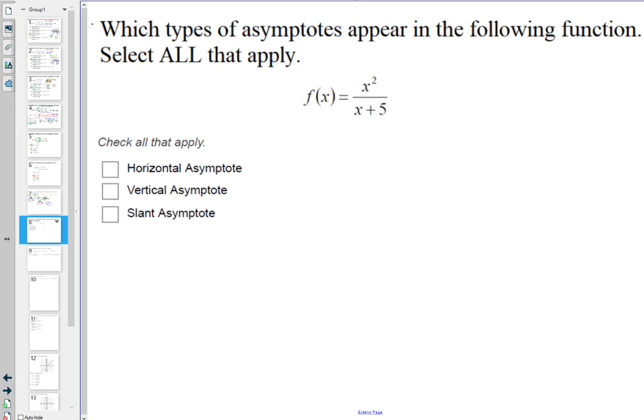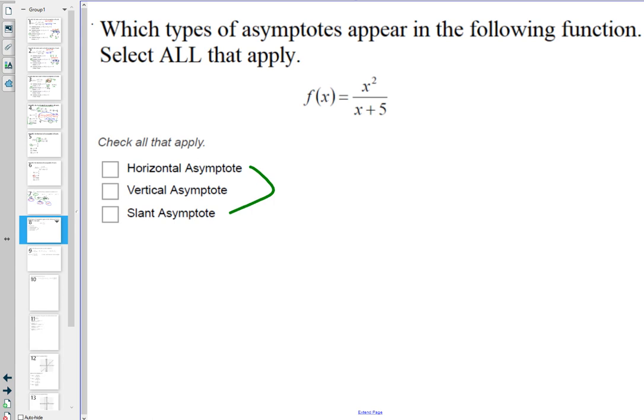Which types of asymptotes appear here? So this was just, you don't have to actually find where they're located, but which ones appear. All right. Well, if there's going to be a horizontal asymptote, you'd want to see it in standard form ideally, which both of these are. You would compare the degrees, and remember that these two go hand in hand.